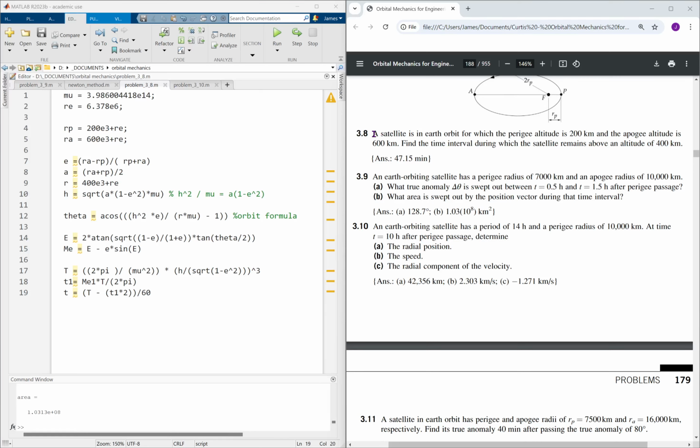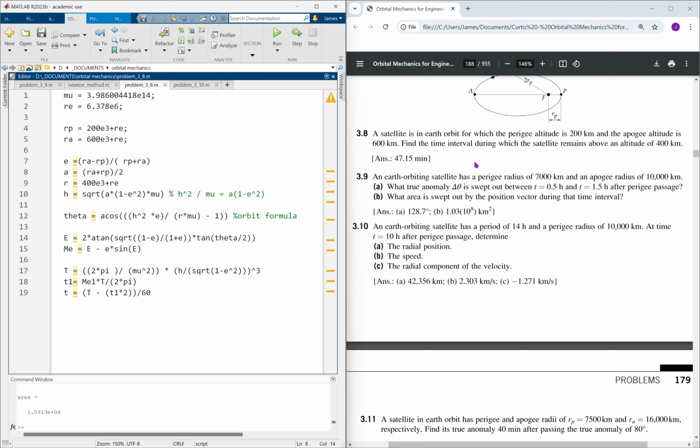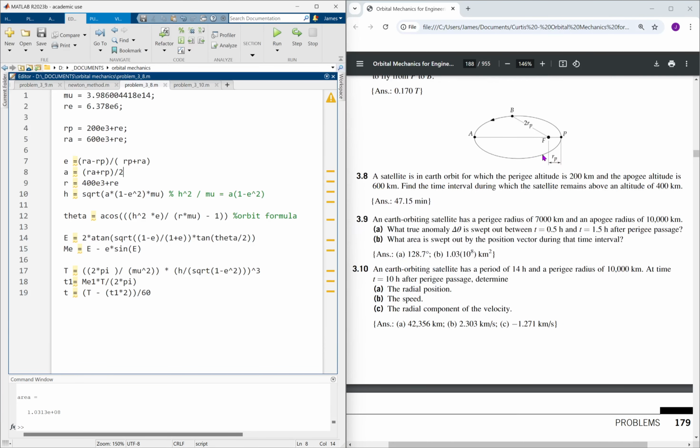So 3.8 states a satellite is in Earth orbit for which the perigee altitude is 200 kilometers and the apogee altitude is 600 kilometers. Find the time interval during which the satellite remains above an altitude of 400 kilometers. So if you imagine this is our orbit, we're going to be going up to roughly B, then we're going to be above 400 kilometers until we go back down to 400 kilometers on the other side of this ellipse.